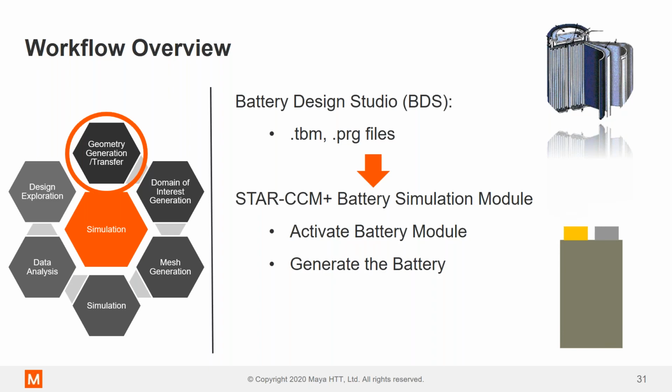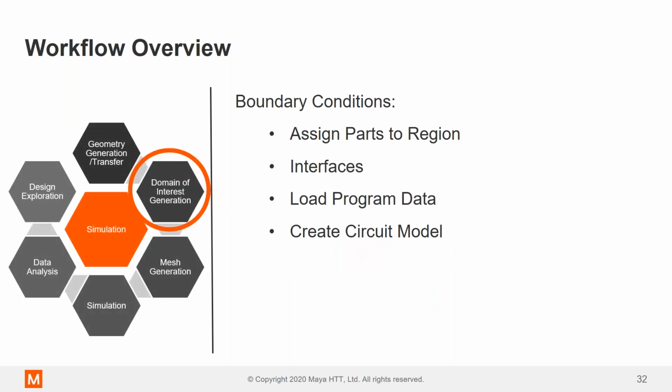Now that we've completed this step, we're going to move into the next section, which is to create the domain of interest. Here, we're going to assign parts to the region. I think most of you are familiar here. Regions is the section where we define the boundary conditions and are associated to a given geometry.